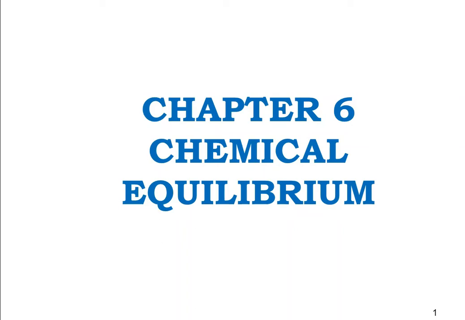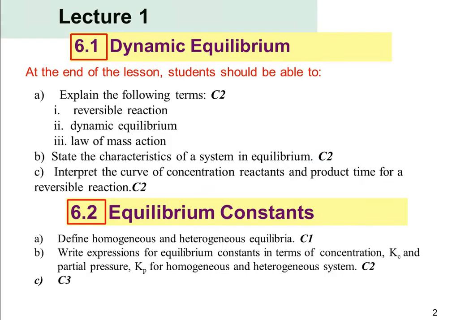Chapter 6, Chemical Equilibrium. Lecture 1. At the end of the lesson, students should be able to explain the following terms: reversible reaction, dynamic equilibrium, law of mass action. State the characteristic of a system in equilibrium. Interpret the curve of concentration of reactant and product against time for a reversible reaction.